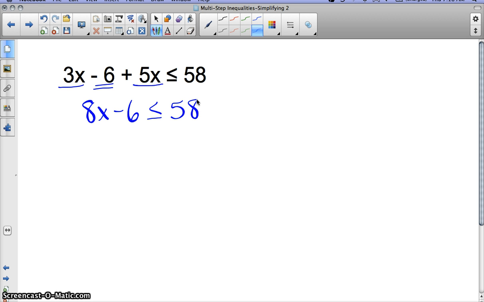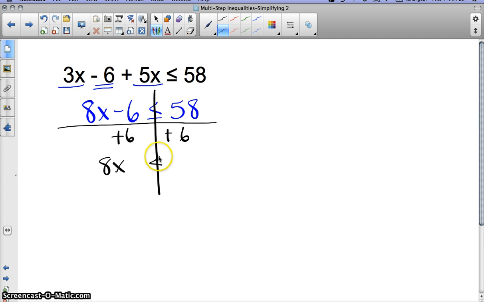Alright, once we get here, it's a simple two-step inequality problem where we perform regular actions. Add 6 to both sides, so we end up with 8x less than or equal to 64. Divide both sides by 8, and x is less than or equal to 8.